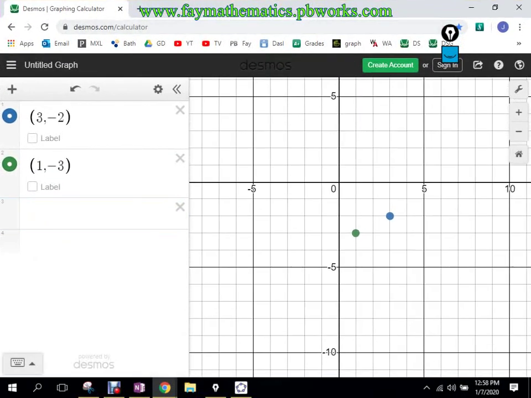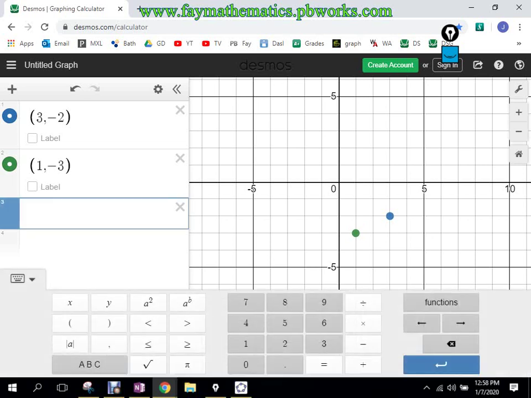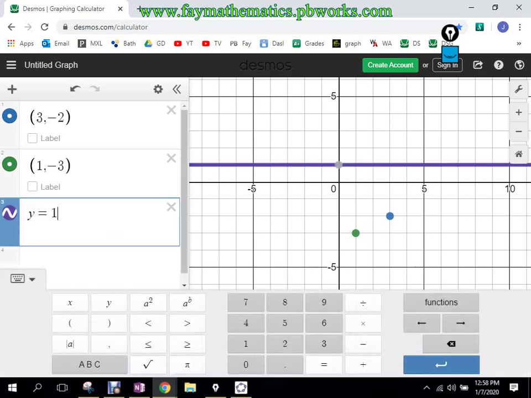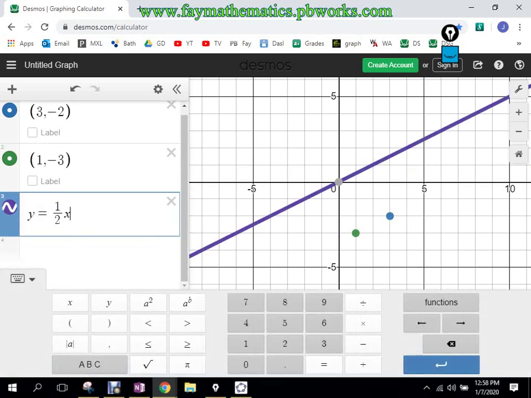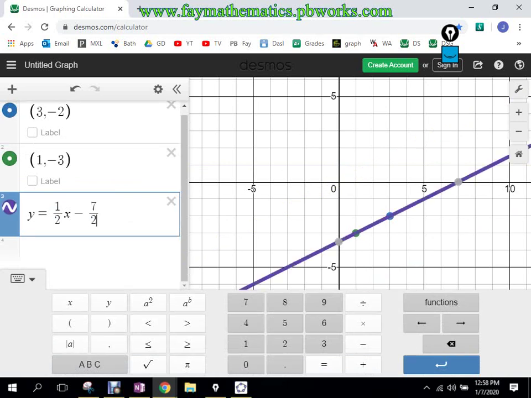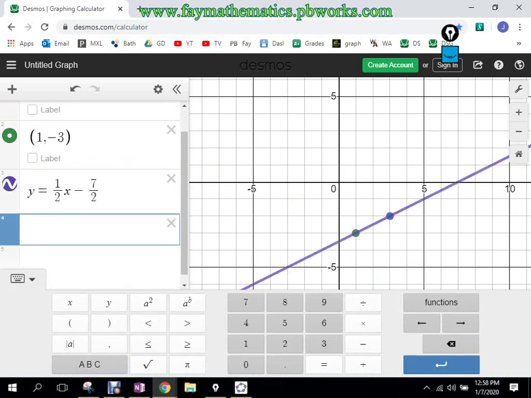So the equation that I developed, when I type that in, it should generate a line that creates all the other points that are in line with those two. Does that make sense? Okay, so if I type in y equals, we had 1/2 x minus 7/2, does that purple line end up going through the 2 points that we started with?